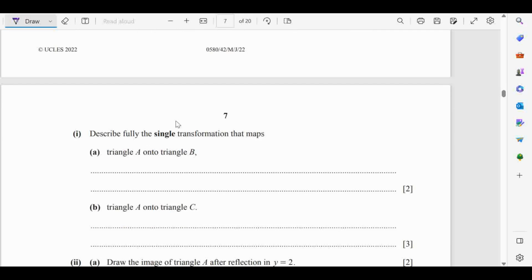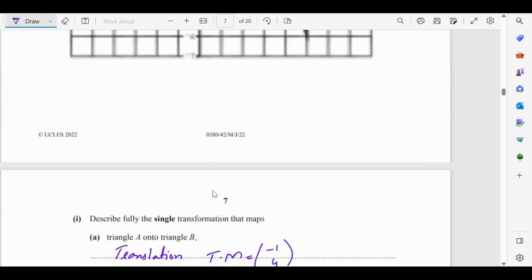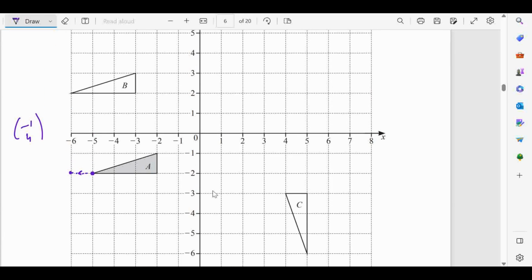So we can write that this is a translation, whereas the translation matrix is -1 and 4. Let's move to the part B, triangle A onto triangle C.